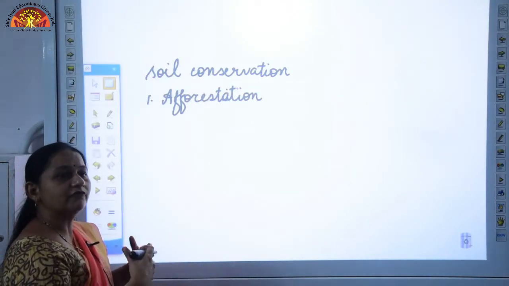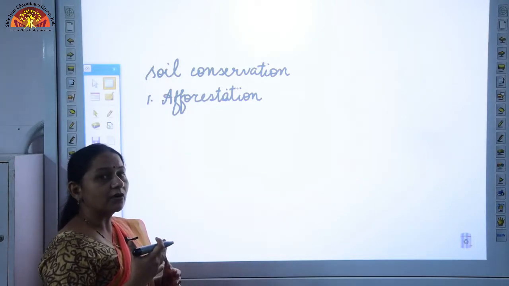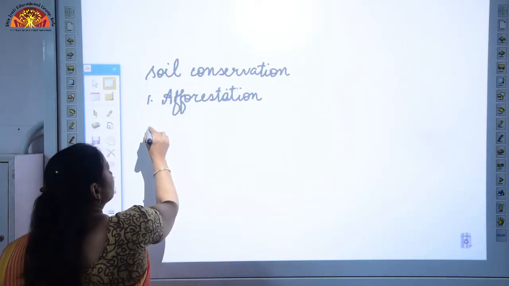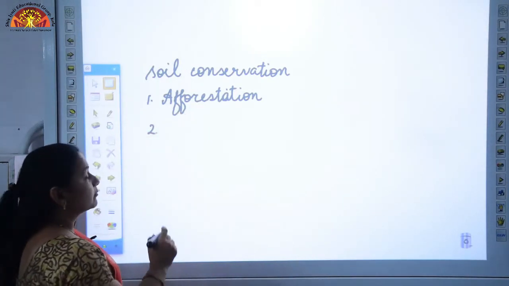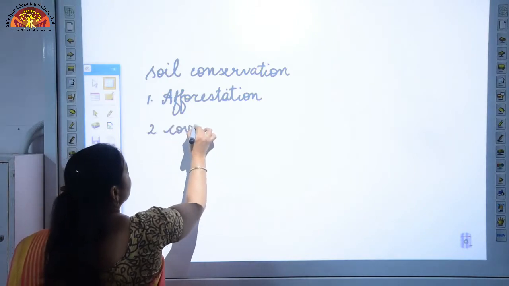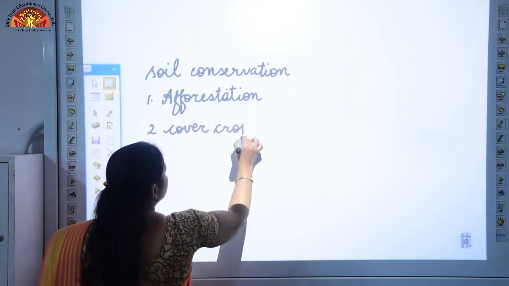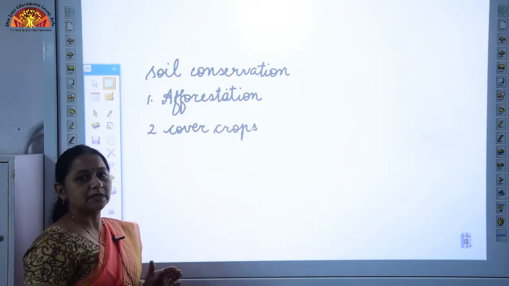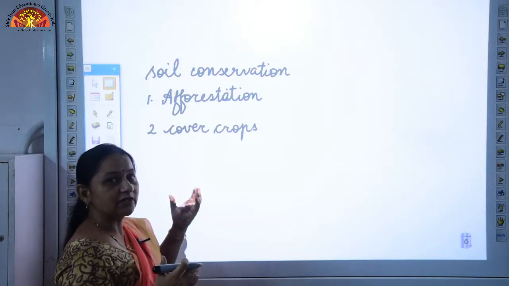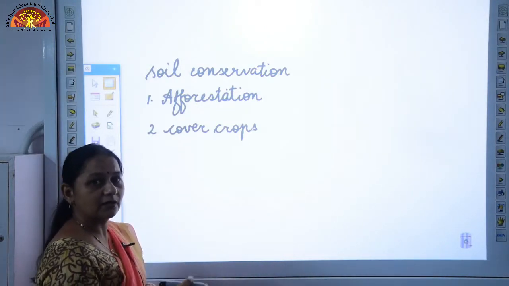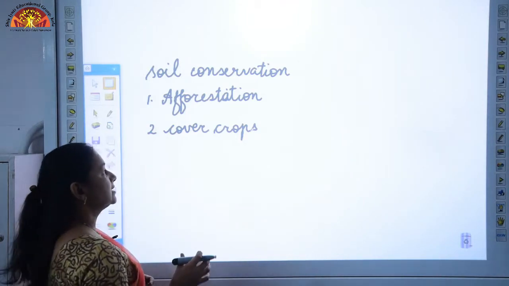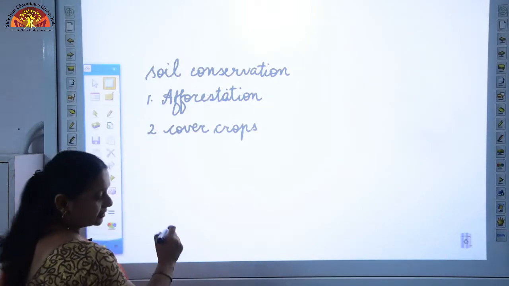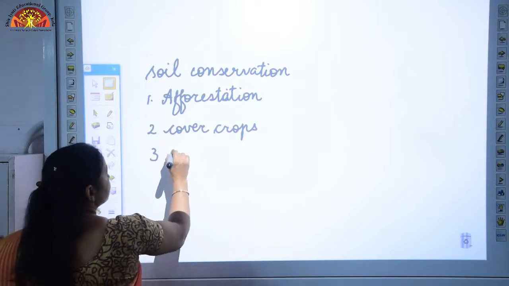Afforestation means growing of trees, growing plants or trees in large amount, and this is a very effective way of conserving soil. The second one is by growing cover crops. Cover crops means when the fields lie barren between the growing of two crops, when these cover crops like fodder or grass are grown in that period so that the soil can be bound, and this helps in soil conservation. And the third one is terrace farming.